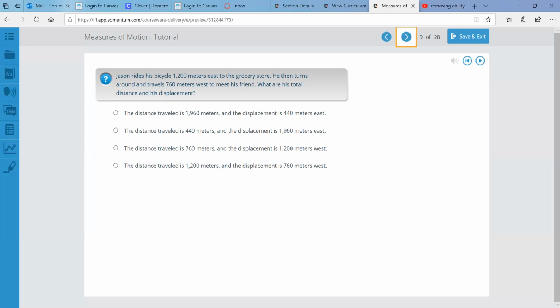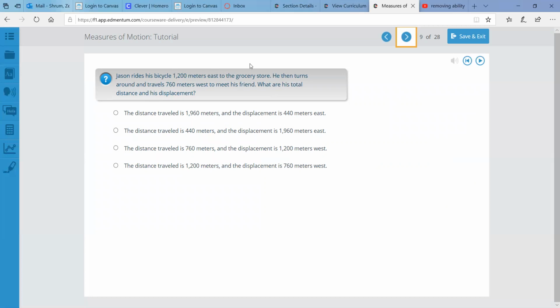So, distance, we're just going to add these two up because it is a scalar quantity with only magnitude. And we have 1,960 meters for distance. So that eliminates this one, and this one. And then displacement is the shortest distance between where he started and where he ends up.